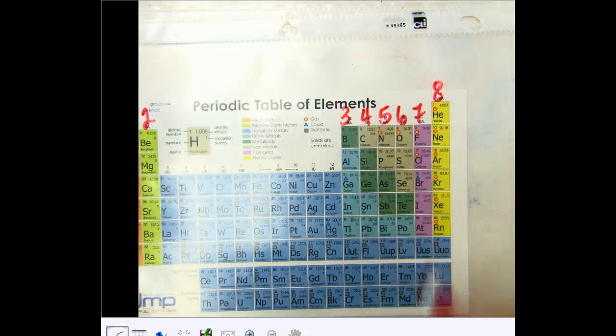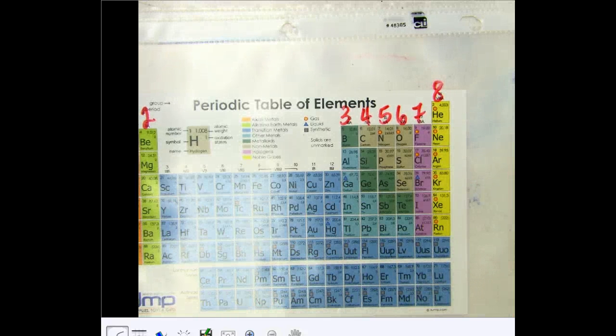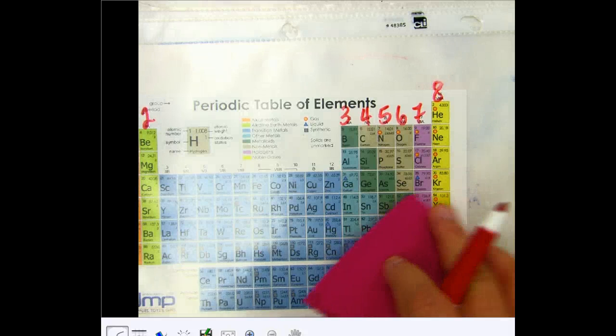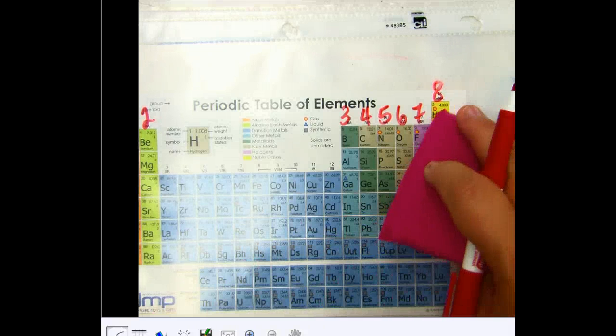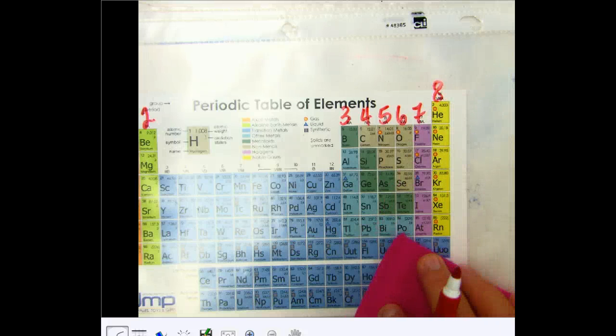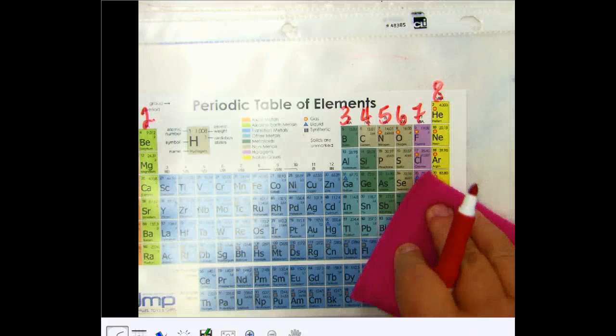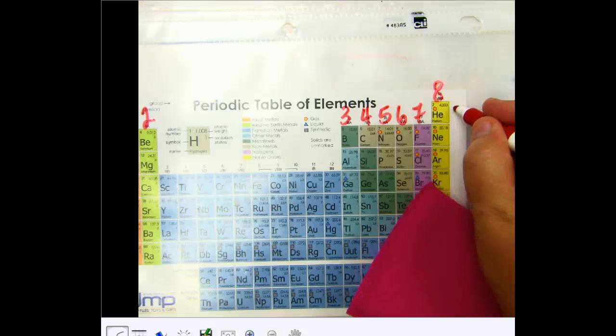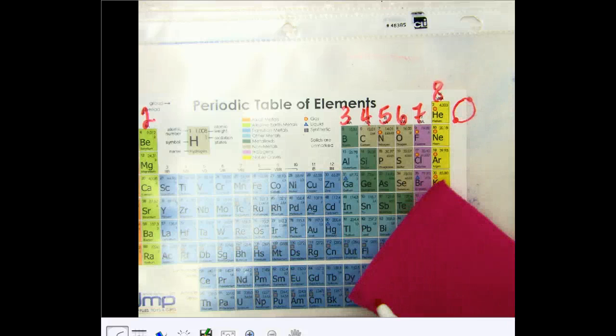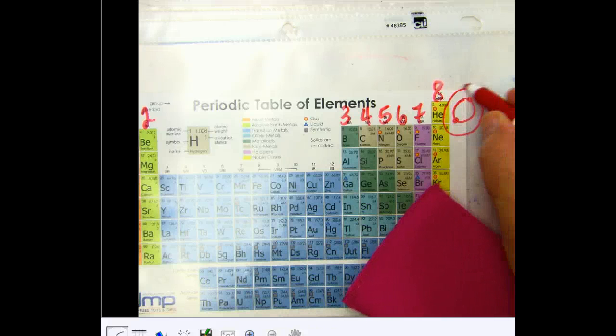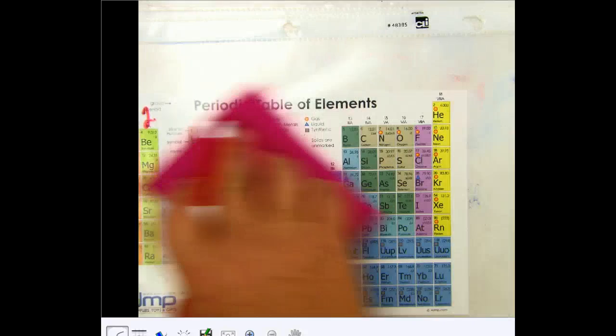The ones with 8 electrons in their valence shell have a stable octet, which means they don't bond with other elements because they're happy. They've got a stable octet. Helium actually has 2 electrons, but because it only has that one outer valence shell, most of them will go to the next one. Okay, so let's take a look.